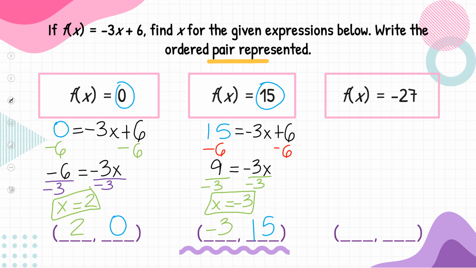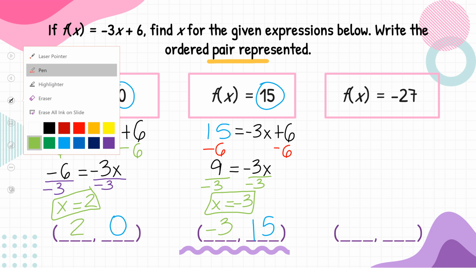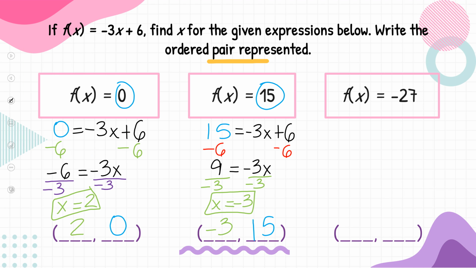Alright, let's look at this last one. We're told that f of x equals negative 27. So our output is negative 27, and we're trying to find our input value of x. So I can write this as negative 27 is equal to negative 3x plus 6.